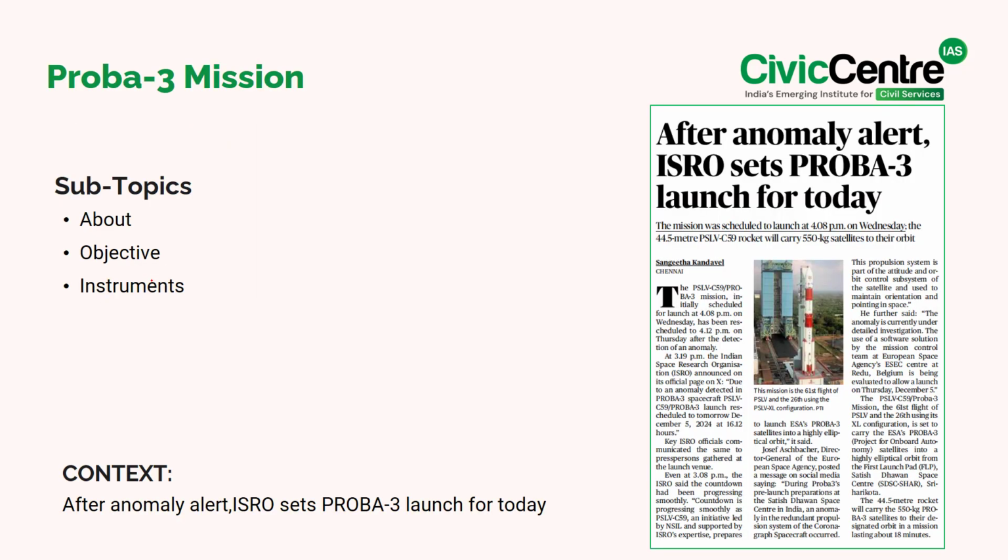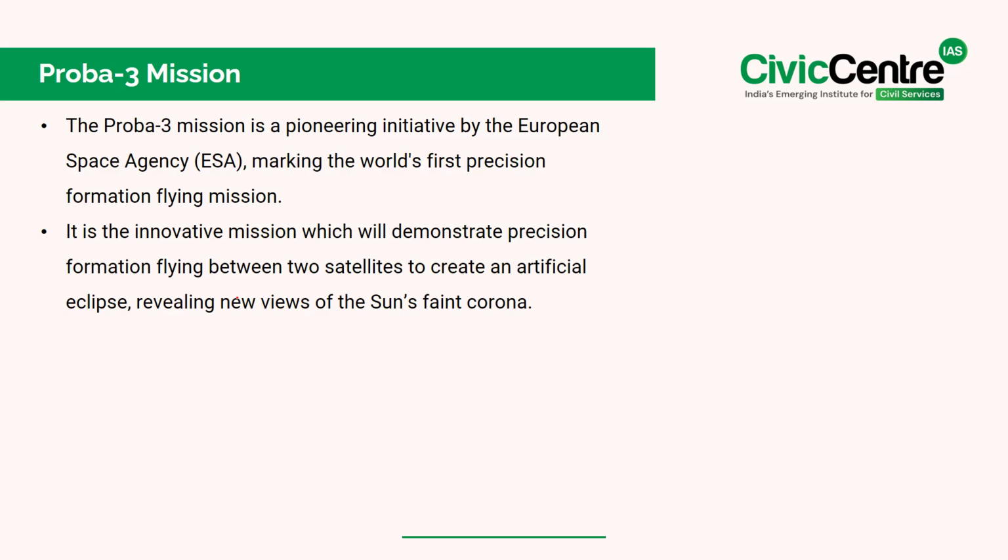The next article of the day says that the PSLV-C59 or the Proba-3 mission, initially scheduled for launch at 4:08 p.m. on Wednesday, has been rescheduled to 4:12 p.m. on Thursday after the detection of an anomaly. In this context, we'll talk about the Proba-3 mission. See, the Proba-3 mission is a pioneering initiative by the European Space Agency, marking the world's first precision formation flying mission. Know that it is the innovative mission which will demonstrate precision formation flying between two satellites to create an artificial eclipse revealing new views of the sun's faint corona.